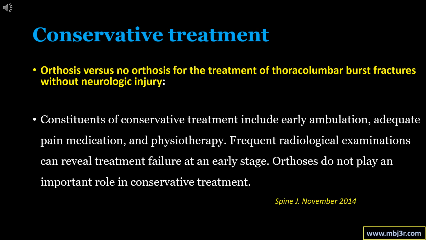Brace versus no brace in conservative treatment. Conservative treatment includes early ambulation, adequate pain medications and physiotherapy. Frequent radiological examination can reveal treatment failure at an early stage. Orthosis doesn't play an important role in conservative treatment according to a study published in Spine 2014.